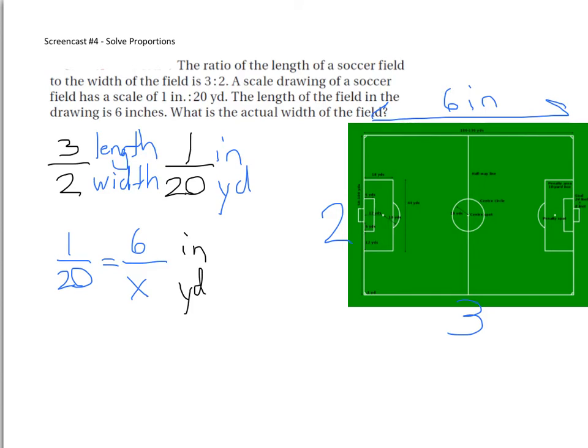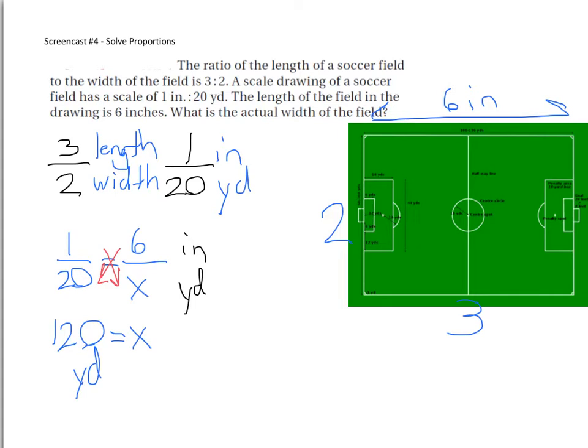Well, the nice thing about a scale is there's always a numerator of 1, so it's pretty simple cross multiplication. 6 times 20, 120. 1 times x, that's very simple, of course, x, or 1x. So therefore we know if the drawing has a length of 6 inches, the actual length of the field is 120 yards. That's right. 120 is not the answer.